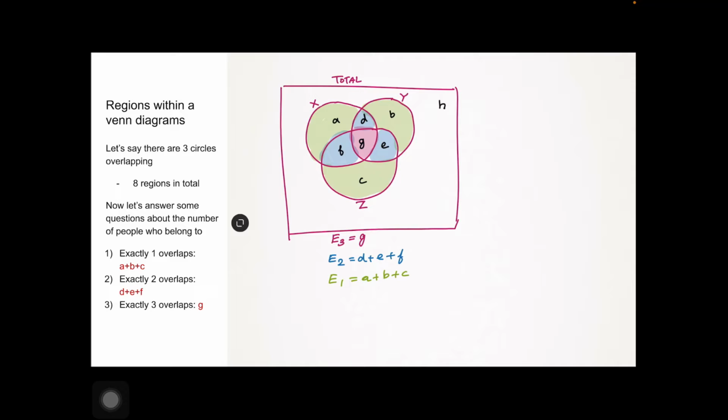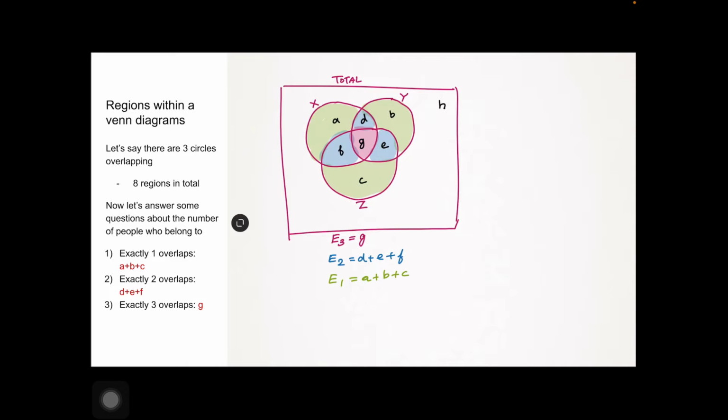Now if you focus on the blue regions, they are part of exactly two circles. X and Y overlapping, if you look at it, how many people are part of only X circle and Y circle? D. Sir, why are you not including G? The reason G is not included is G is not a part of the two circle overlapping region. G is a part of the three circle overlapping region.